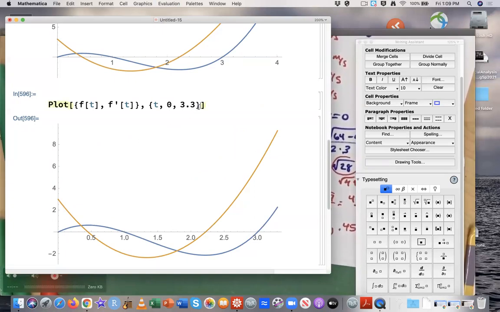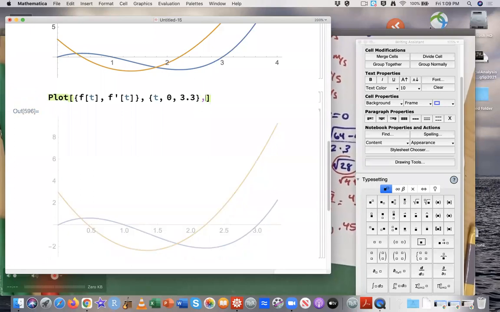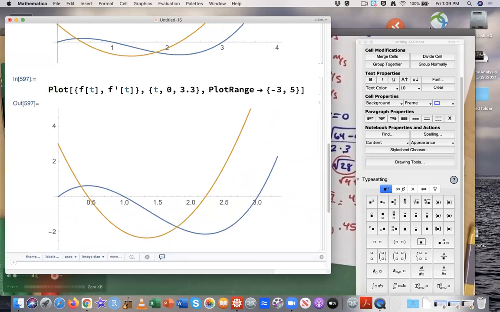Let me modify this to try to make the scales the same. And I'm also going to change the Y direction to being smaller than what we see here. I'm going to put a comma in here and type PlotRange with a capital P and a capital R. Arrow is a minus sign and greater than sign. And inside a list, I'm going to put the Y min and the Y max, but I don't need to put the letter Y itself. Let's go -3 to +5, say. And it changed the plot range to being -3 to +5.